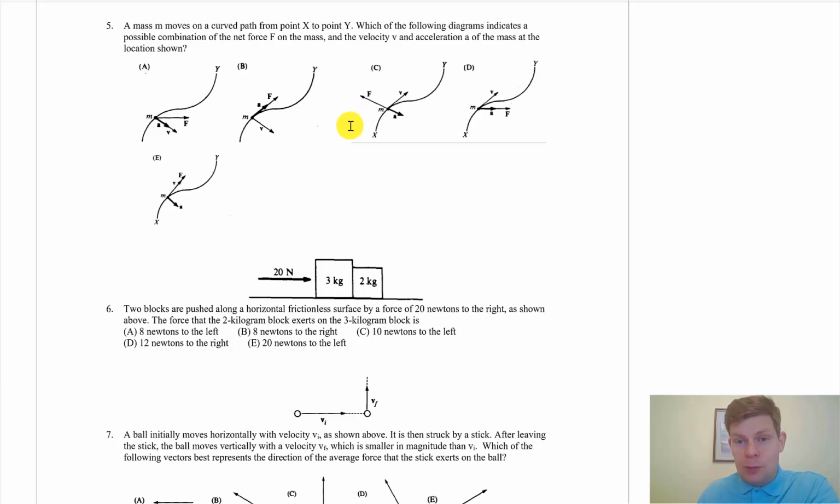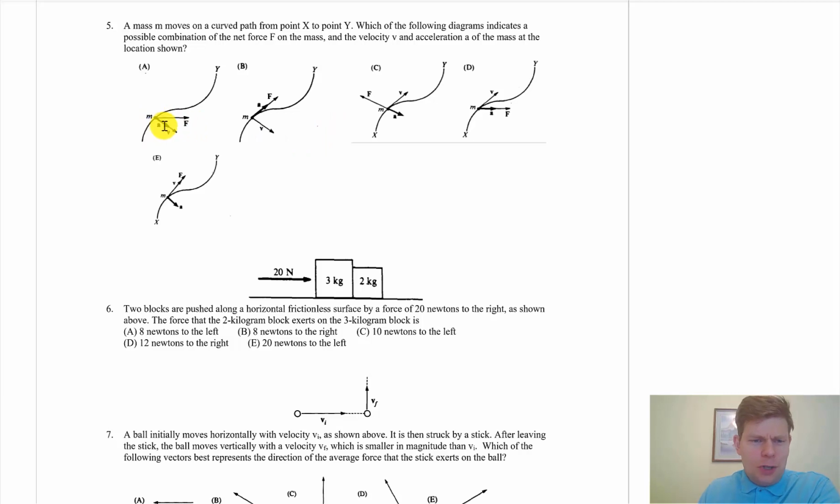Acceleration and net force have to be in the same direction because Fnet equals m times a. So Fnet is pretty much acceleration times a scaling factor, which doesn't change its direction at all. And as we know from circular motion, if something is going to curve inward, it needs a net force and a net acceleration towards the center.